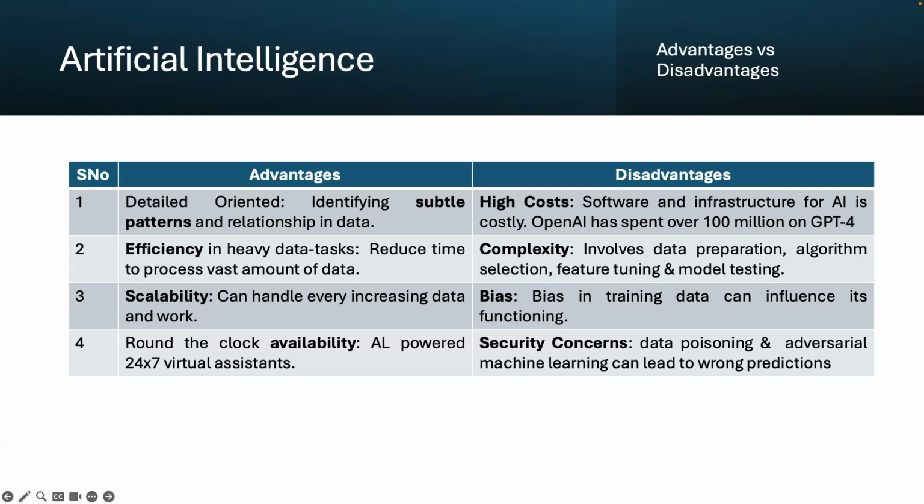Now, looking at the last disadvantage, it relates to data poisoning, which can result in wrong predictions. This can jeopardize not just the AI engagement, but the entire enterprise as well. So we need to build guardrails around these disadvantages, but of course, gain from the advantages that AI offers. Okay, so we looked into what AI is, and now let's look into what ML is.